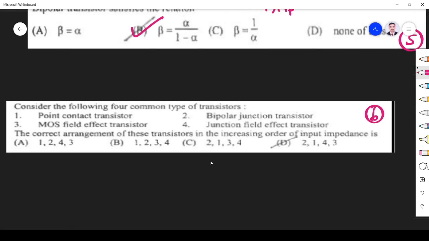And next question is, consider the following common types of transistor. Arrange the transistors in the increasing order of input impedance. FET and BJT are given. BJT has less input impedance. Then point contact transistor, then JFET. MOSFET has the highest impedance. So this is the order, so option D is the correct answer.